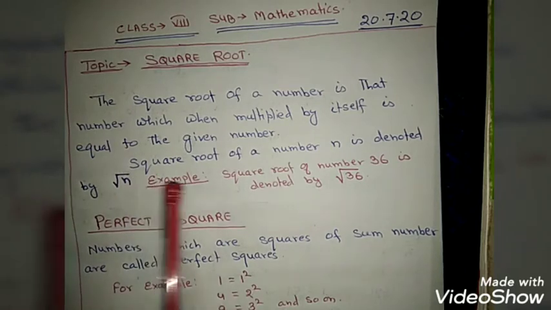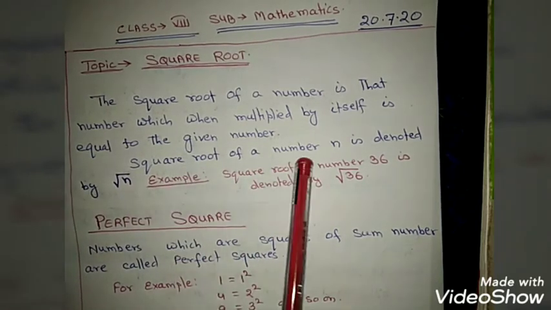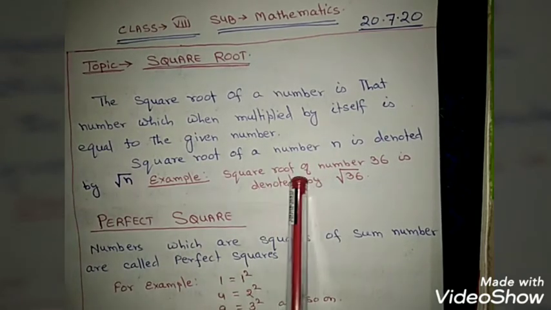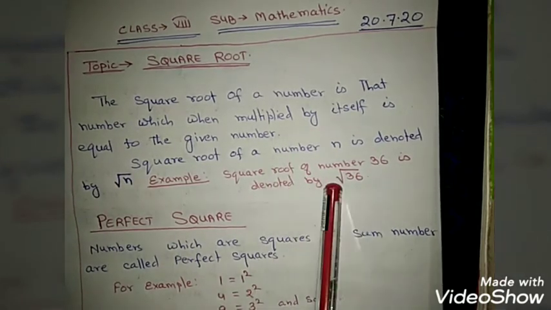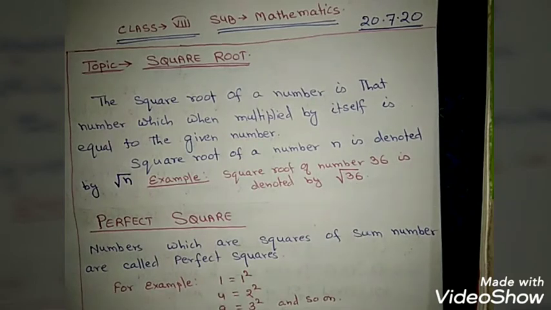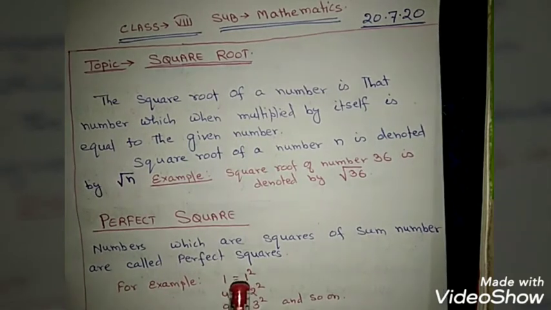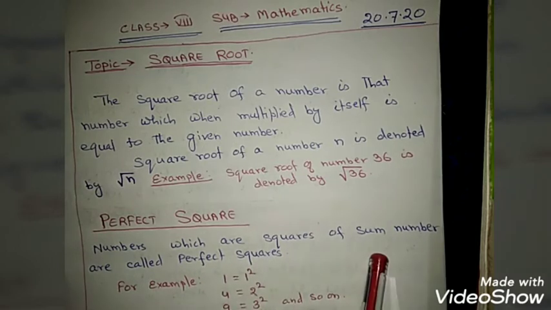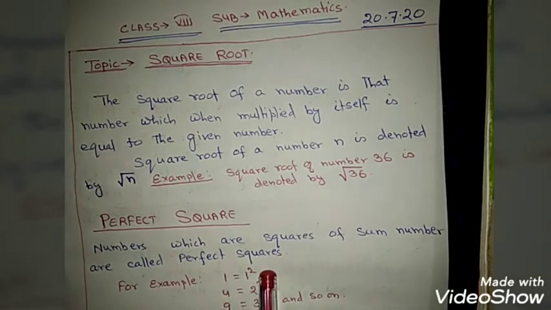For example, square root of n. Suppose the square root of a number n is denoted by root n. So the square root of the number 36 is denoted by root 36. Now we find out the square root of a perfect square number. So what is a perfect square number? Numbers which are squares of some number are called perfect square numbers.